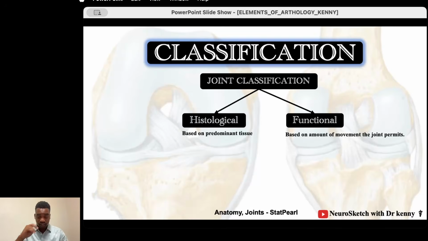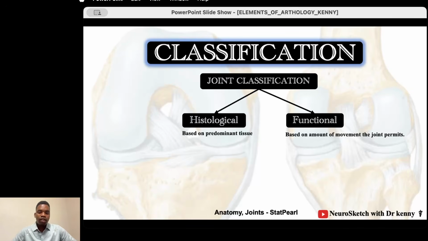So we have a classification of joints, and we have a lot of different bases of classification, but the two famous ones are histological and functional classification. Under histological classification, the joints are classified based on the predominant tissue that makes up the joint. And in functional classification, the joints are classified based on the degree of mobility, the degree of permitting movement of the joint.